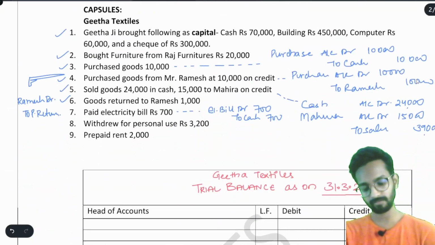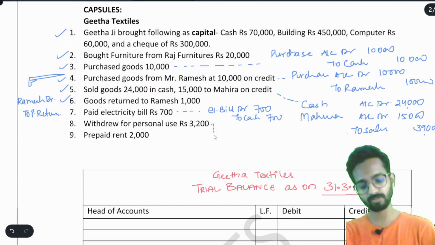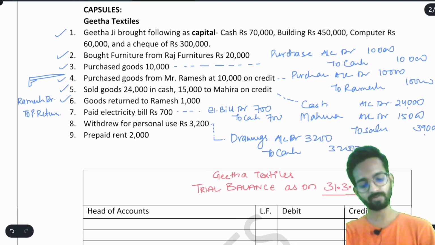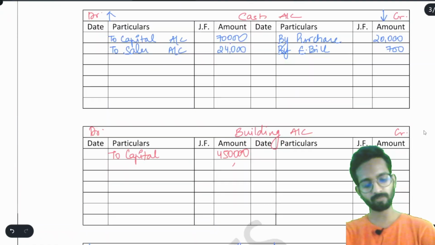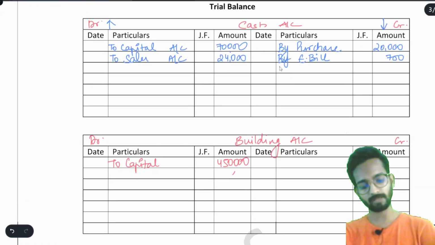Now we have withdrew for personal use. We all know whenever there is personal use, what have I told you? If it is personal, use the word drawings. Drawings account debit to cash. He has withdrawn money. How much? 3,200. So we'll prepare drawings account, but first we'll write in our cash account that my cash is decreasing. Why? Because there is drawings. Drawings 3,200.